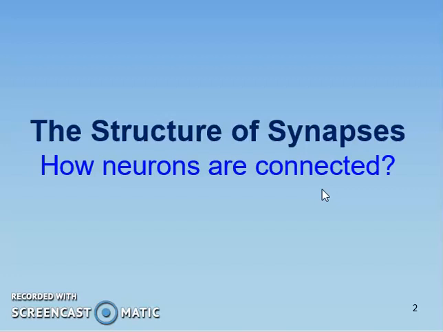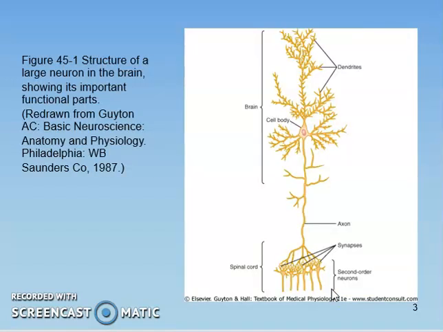Now the next thing is how neurons are connected to each other, because we know that all of the neurons, which are of course in billions and trillions, have to connect to each other for all kinds of functioning of the nervous system. So let's talk about how neurons are connected. The answer is what we call synapses. So let's see what the synapses are.